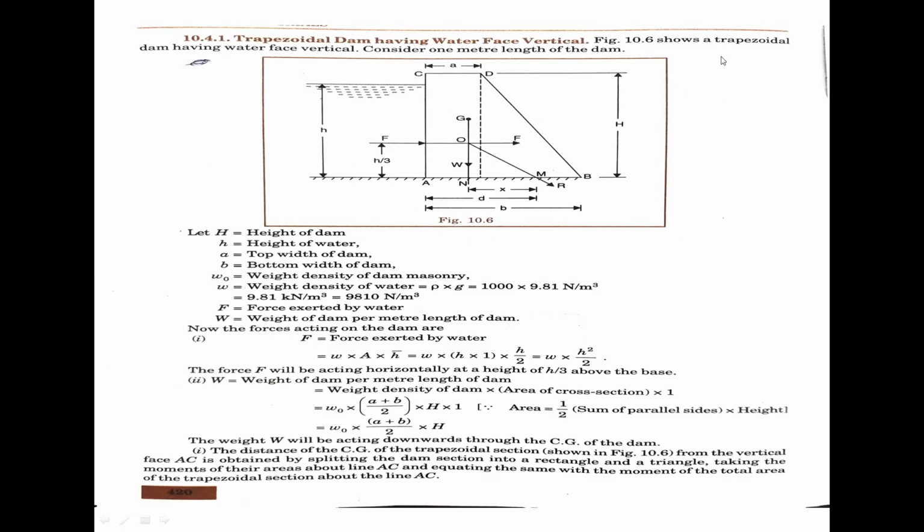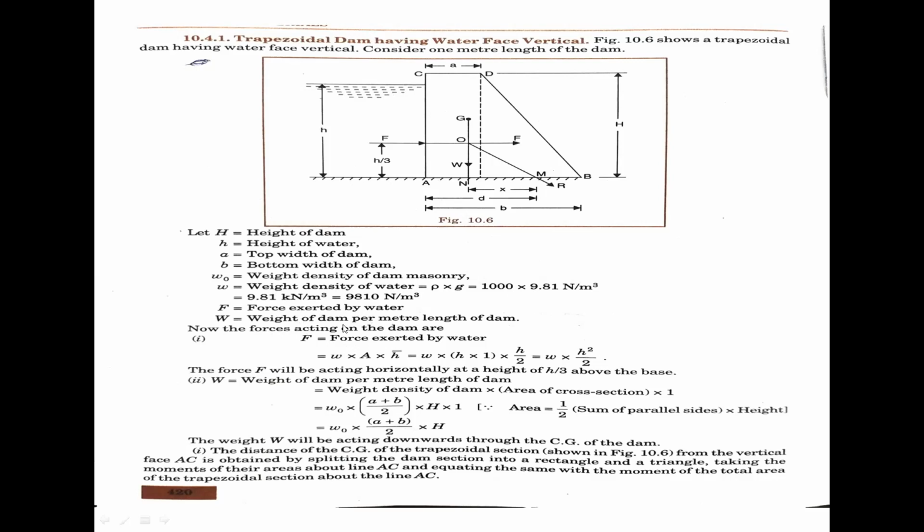First, see the diagram 10.6 for the trapezoidal shape of the dam. Capital H is the overall height of the dam, small h is the height of the water, small a is the top width of the dam, and small b is the bottom width of the dam. W naught is the weight density of the dam masonry, and the weight density of water equals rho into g, which is 1000 into 9.81 Newton per meter cube.